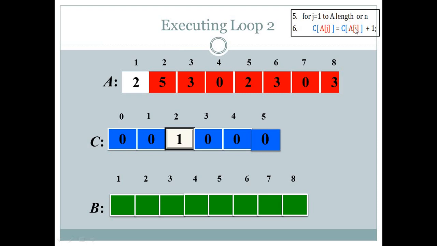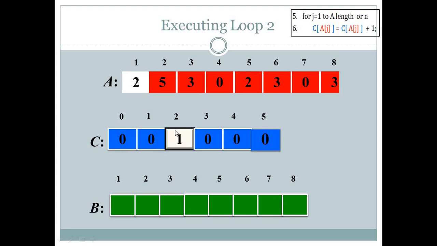So C of 2 means in C array on second index, what is value? So our previous value is 0, but we will have to add 1 into it. So our 0 will become 1, and that we will store into again C of a of j. So j is equal to 1, a of j is equal to 2, and C of 2. So our C of 2 will be updated and it will become 0 to 1. So here we have updated our second index 0 to 1.